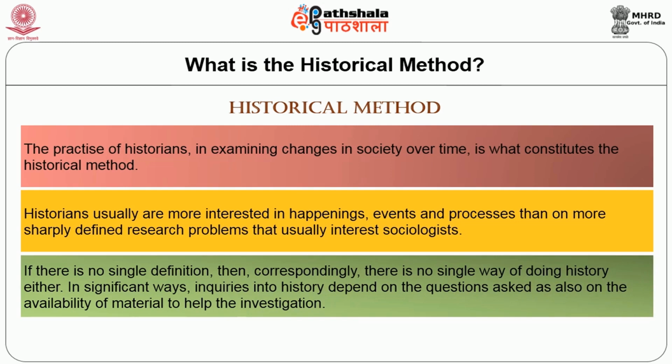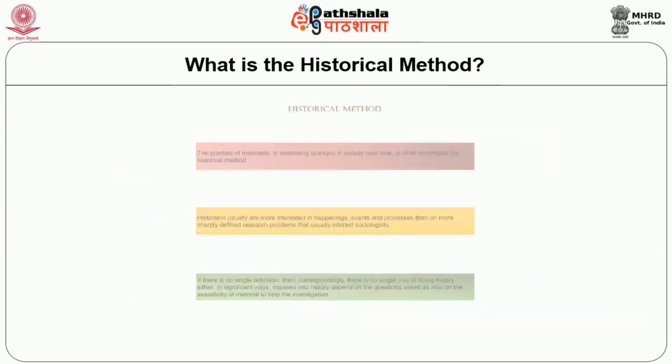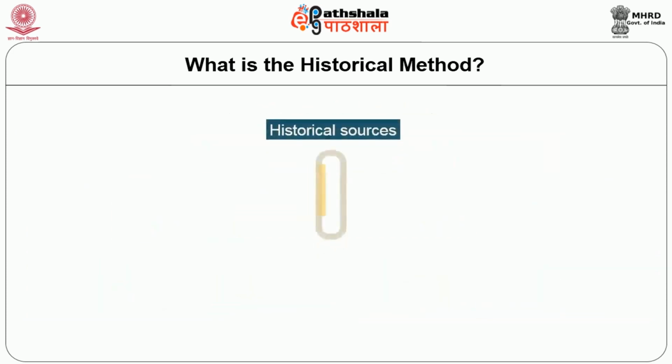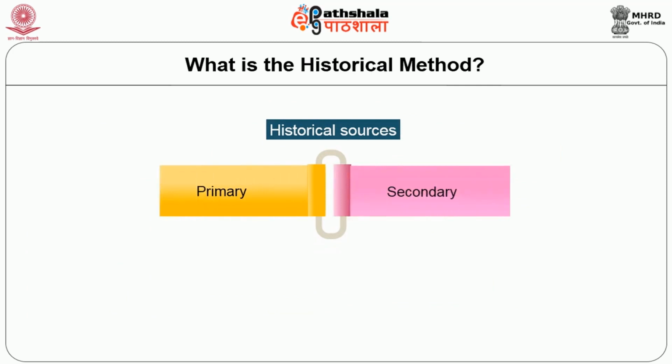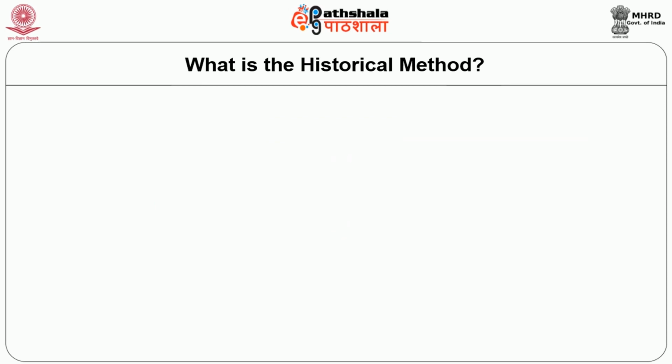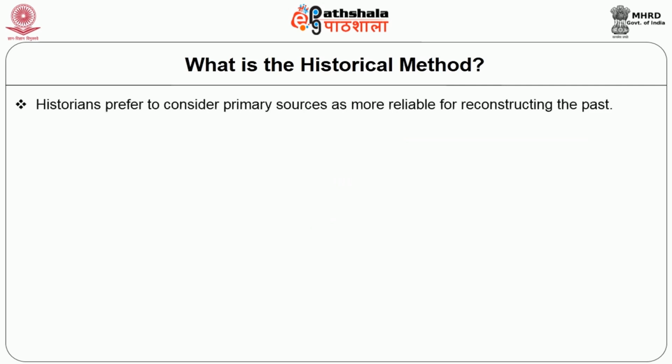In significant ways, inquiries into history depend on the questions asked as also on the availability of material to help the investigation. There are two types of historical sources, one primary and two secondary. Sources that are close to the happenings are termed as primary sources, and those that are at a distance from the happenings are classified as secondary sources. Historians prefer to consider primary sources as more reliable for reconstructing the past.